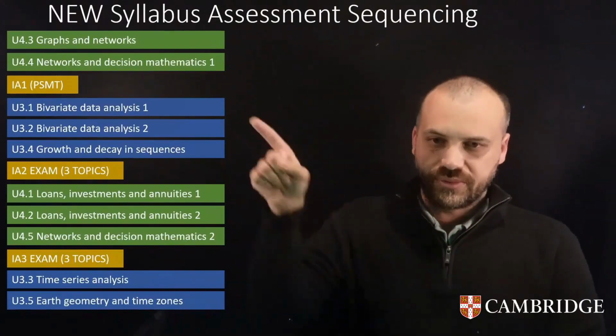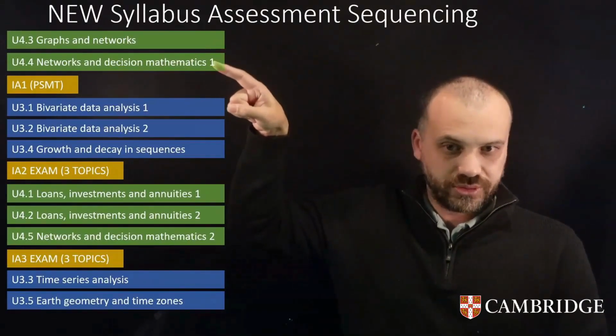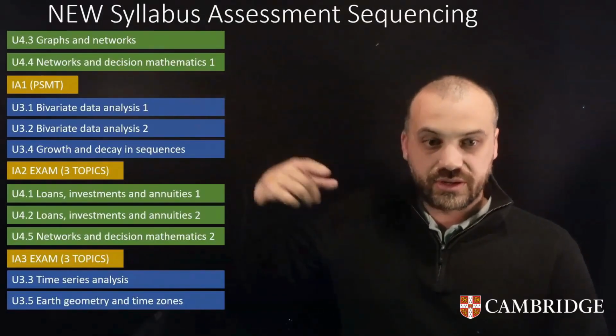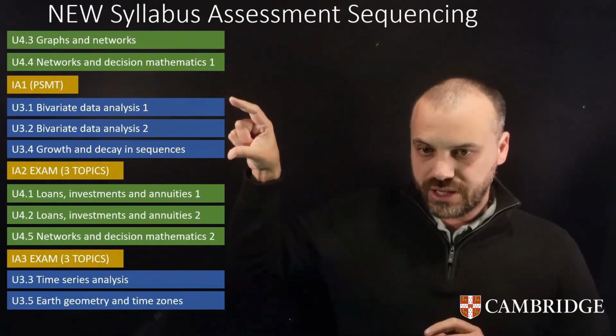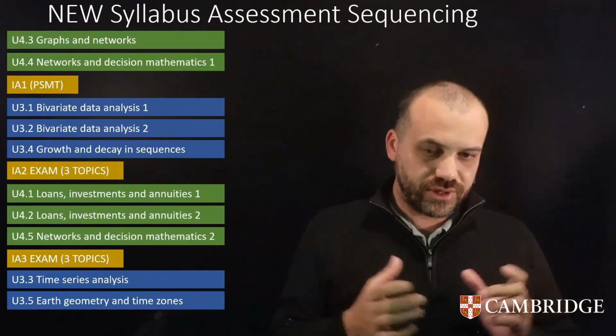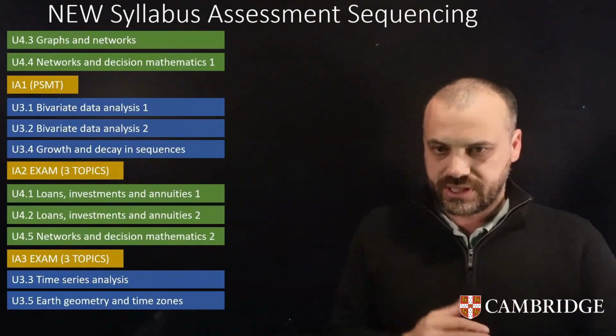You could even do something like starting with Unit 4. Start with graphs and networks, and then a little bit of network stuff, and then do your PSMT, and then do 3 Unit 3s, 3 Unit 4s, and then finish off with a couple of Unit 3s at the end before your exam.